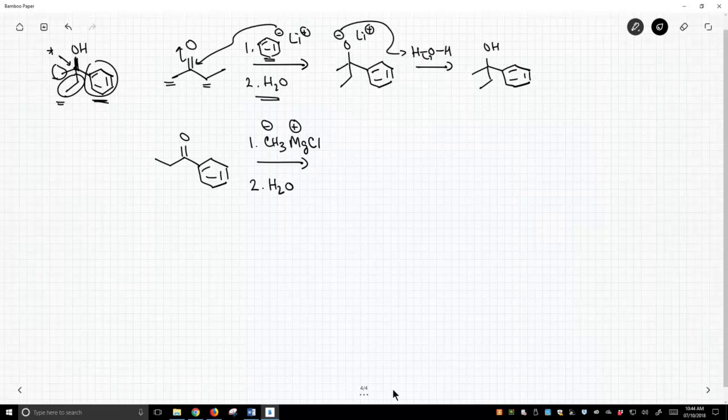I won't go through the whole process showing what I didn't label up here, the tetrahedral intermediate, but we're going to attack with methyl minus. It's going to make the O minus, and then once we get the O minus, we'll protonate with water, and we will again get the same alcohol.